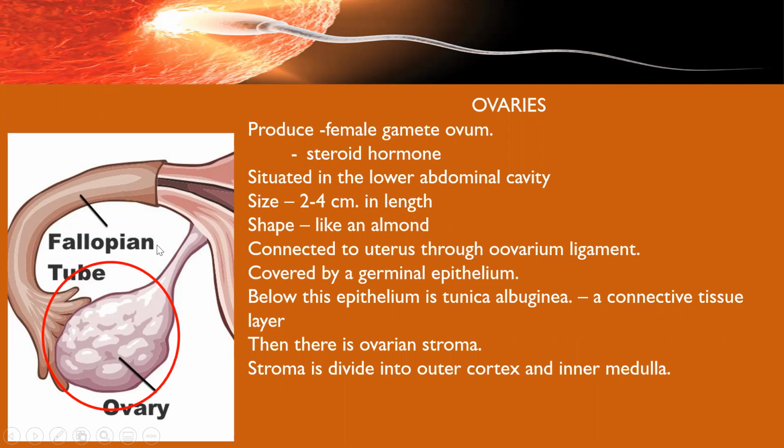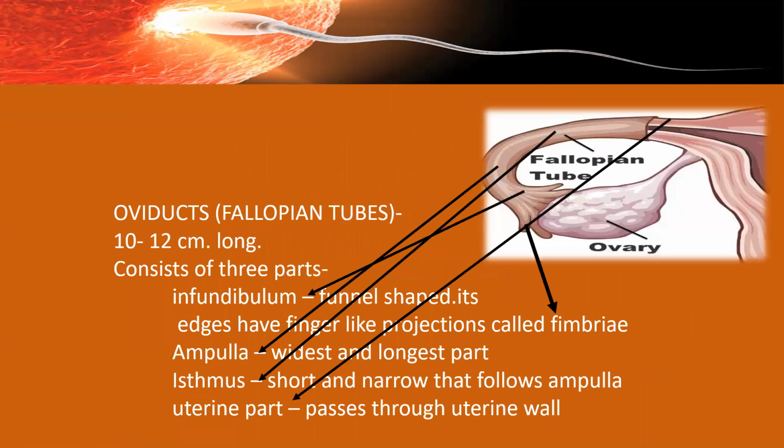Ovaries are connected to the uterus or the abdominal cavity through the ovarian ligaments. And this whole ovary is lined by a germinal epithelium. Below this germinal epithelium, there is a connective tissue layer, known as tunica albuginea. And then the entire space inside the ovary is known as stroma. Stroma is further divided into the outer cortex and the inner medulla.